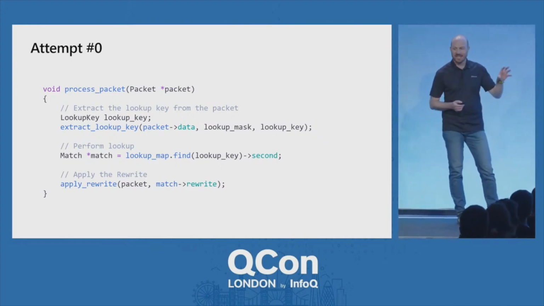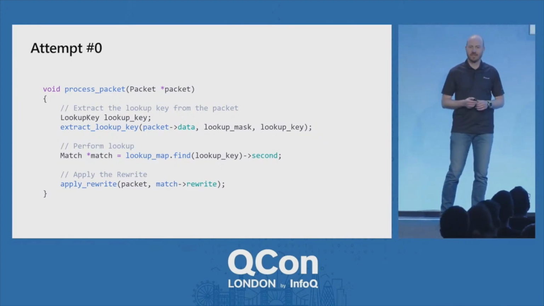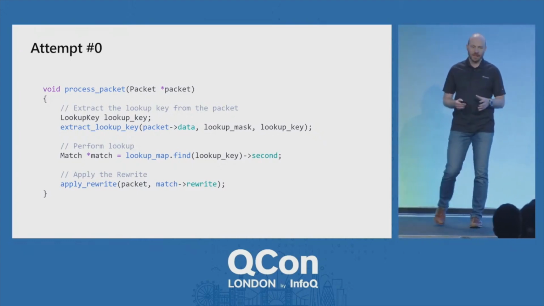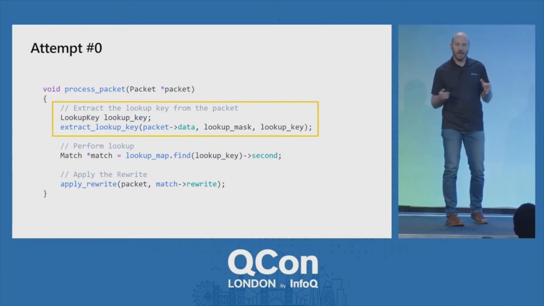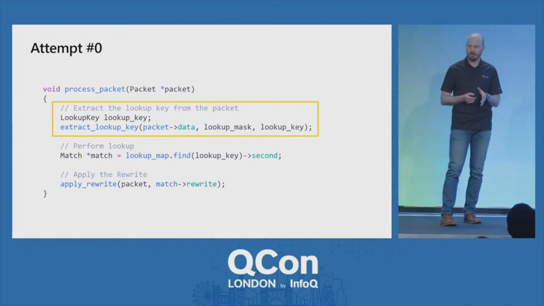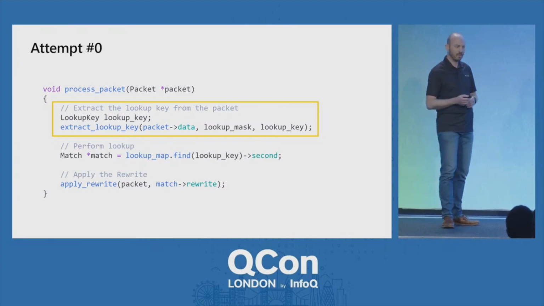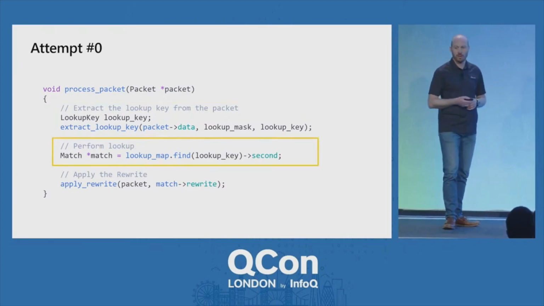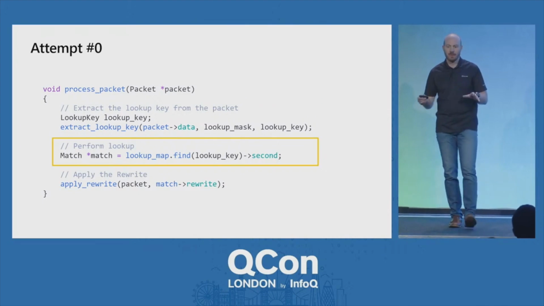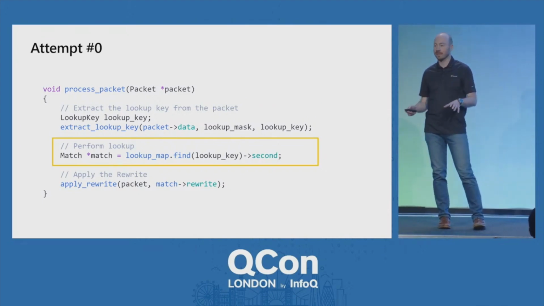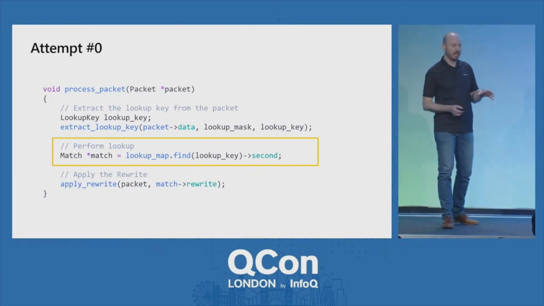OK, this is the main function. This is the function that's going to get called every time our device receives a packet. It's actually really simple. We're going to get a lookup key from the packet. So all that data in the header, we're going to build a lookup key from it. Next, we're going to perform the lookup. Now, I'm starting off really simple here, so I'm just using a standard unordered map from the C standard library. It's going to be really simple.